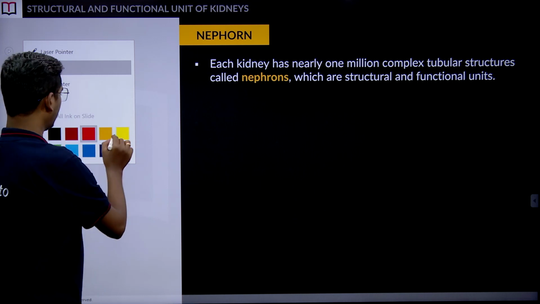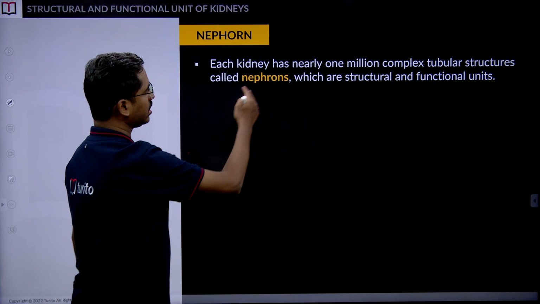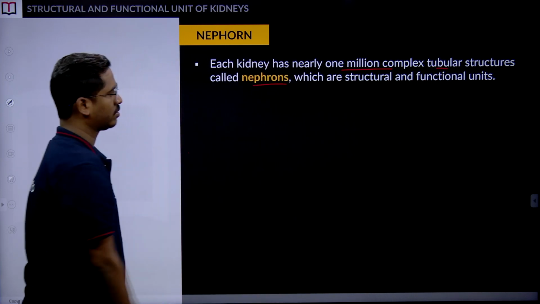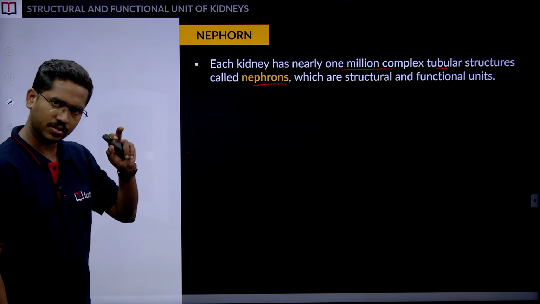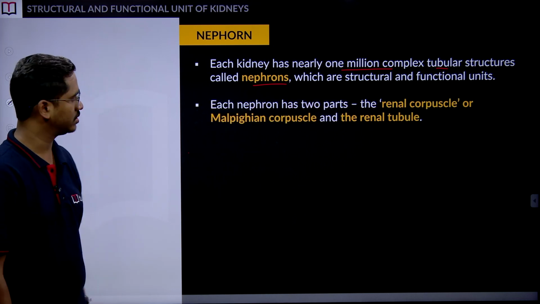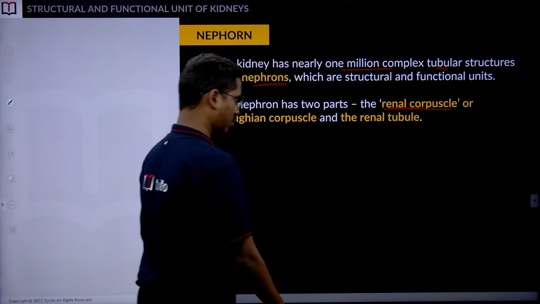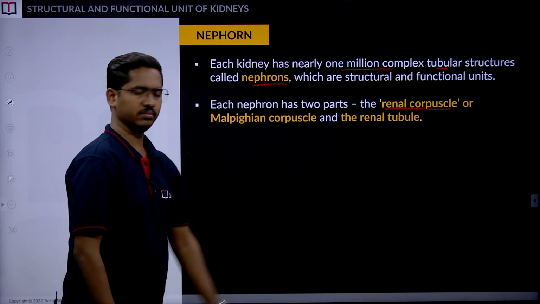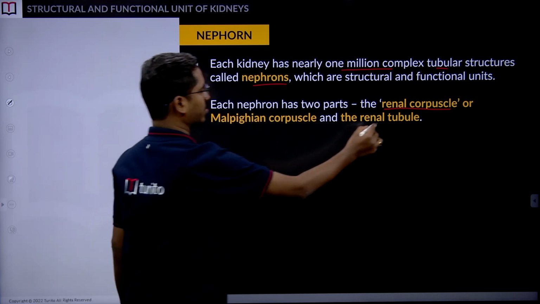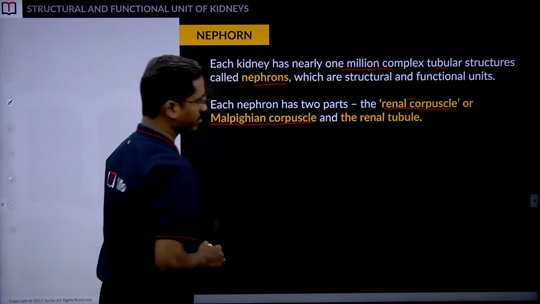When you see carefully, you will get to know: each kidney has nearly 1 million complex tubular structures called nephrons. Because of them only, our kidneys will function. There are two parts: one is the renal corpuscle, the other part is the renal tubule. The very same renal corpuscle is also known as the Malpighian corpuscle.